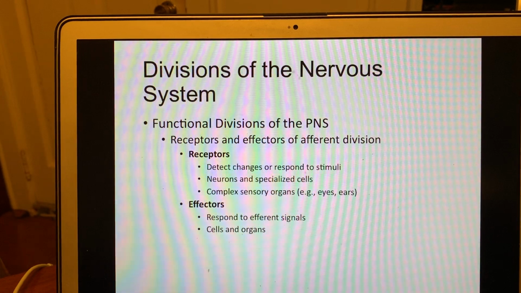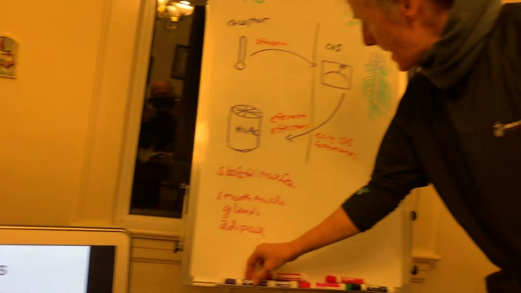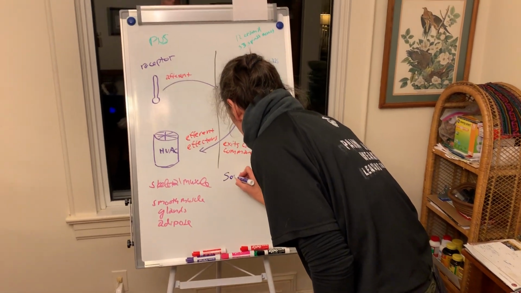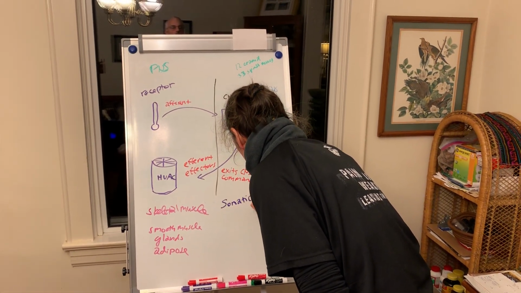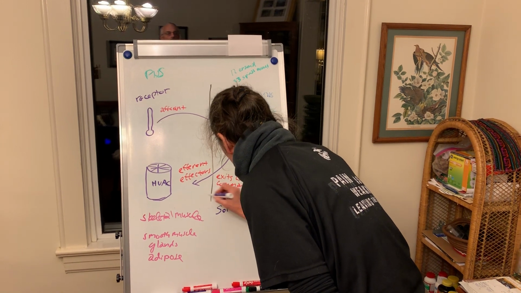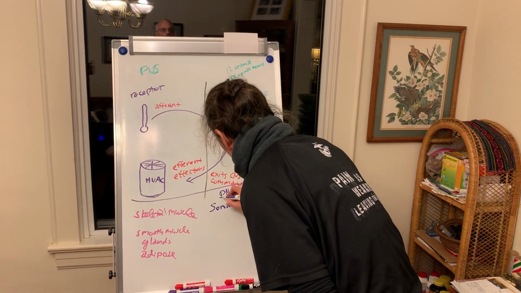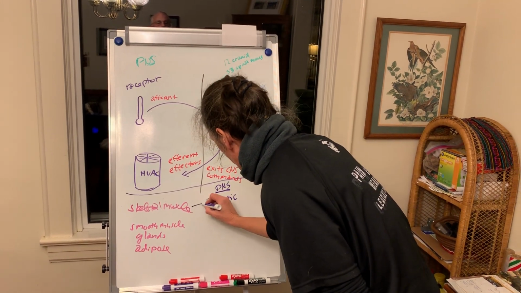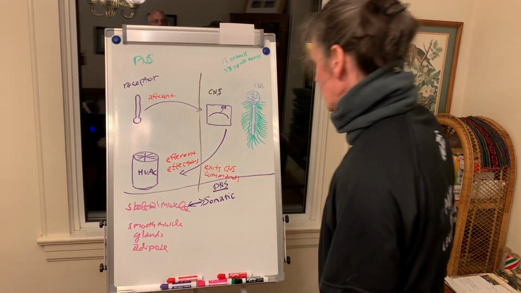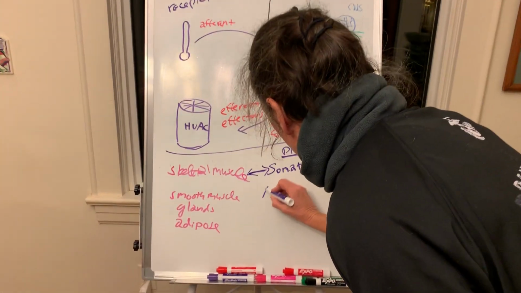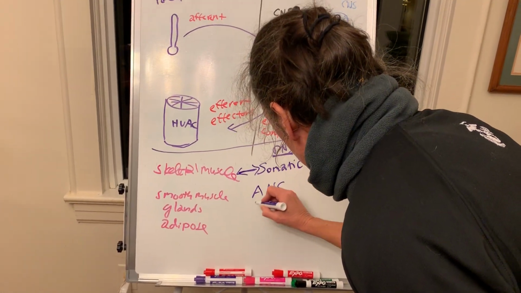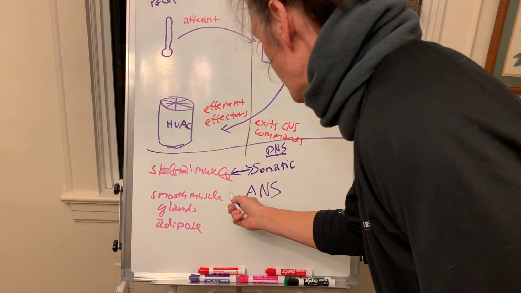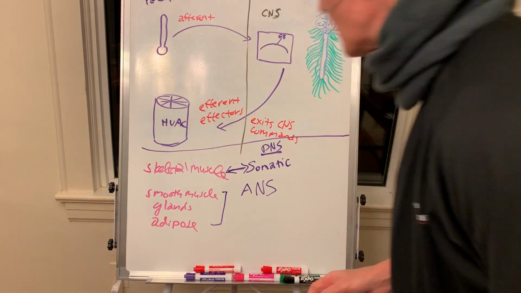And we have several divisions of this. We have in the peripheral nervous system, we have what's called the somatic system. So I'll put P and S down here. So we have both the peripheral system, we have the somatic system, which controls skeletal muscles. And then we have the autonomic nervous system, which is not within our conscious control, and this is going to control things like smooth muscles, glands, adipose tissue, these kinds of things.